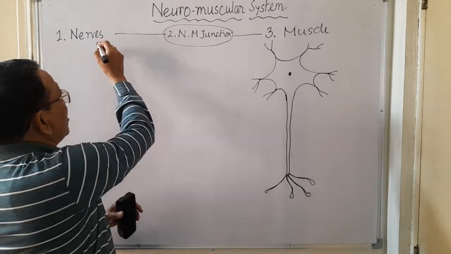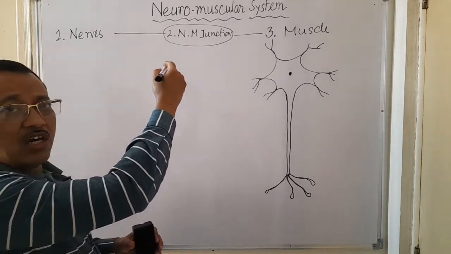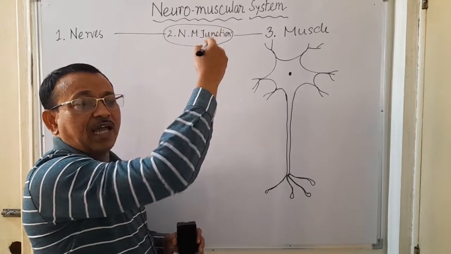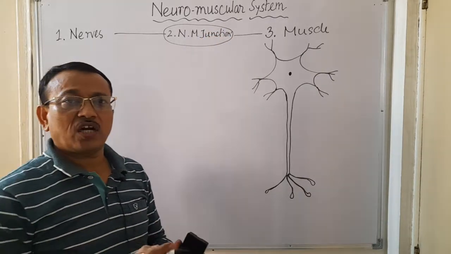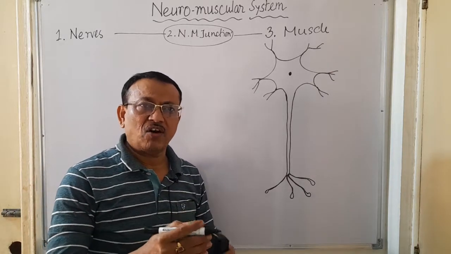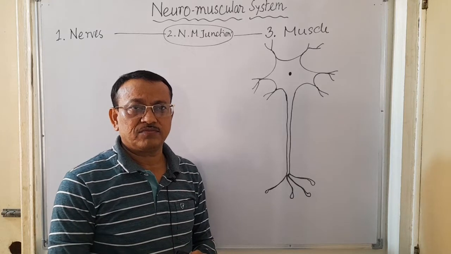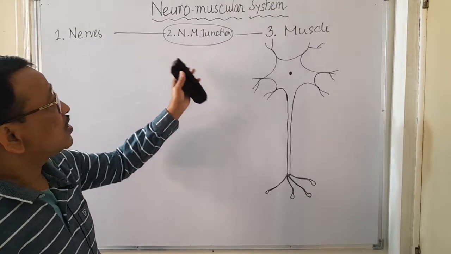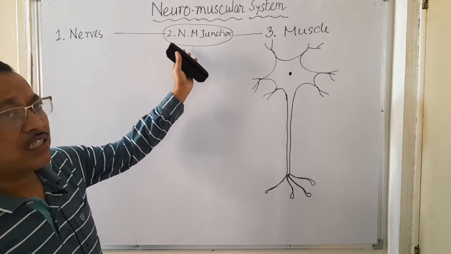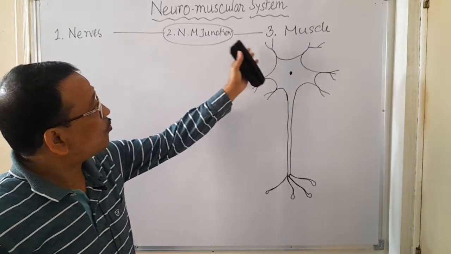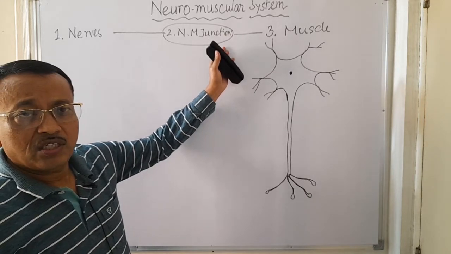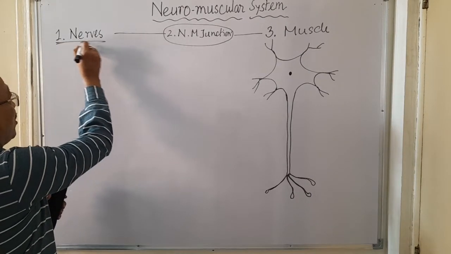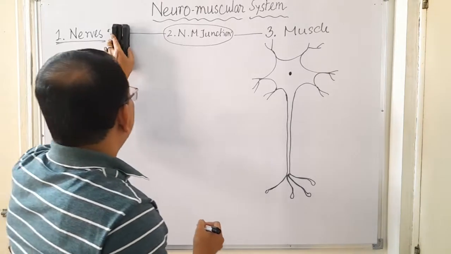Once a stimulus is given to the nerve, the action potential or the signal is passed to the muscle via the neuromuscular junction, and then the muscle acts as an effector organ and responds by contracting, or by some other mechanisms, but mostly the contracting of the muscles. One by one I will discuss all the components of the neuromuscular system. First, in this video I will talk about the nerves, the first component of the neuromuscular system.